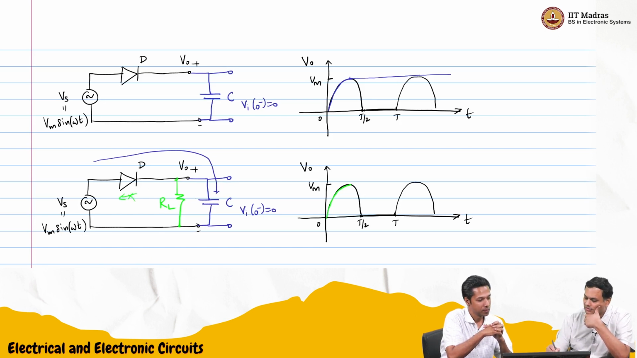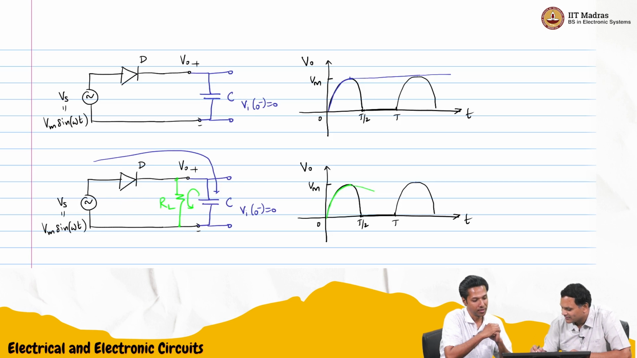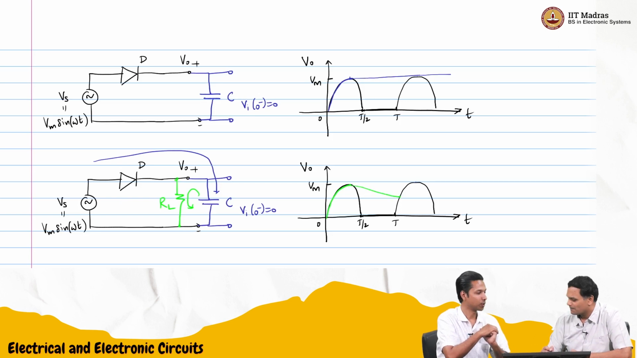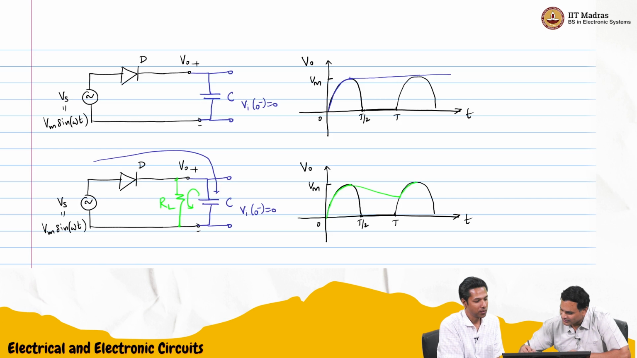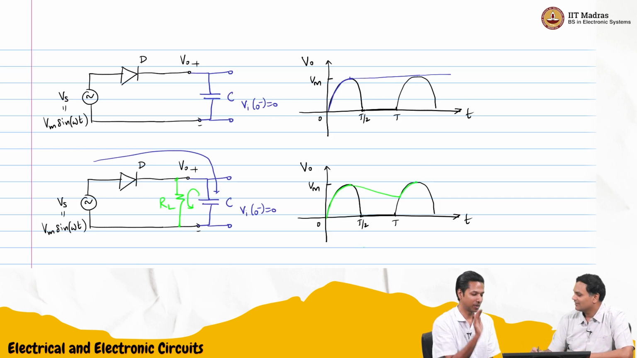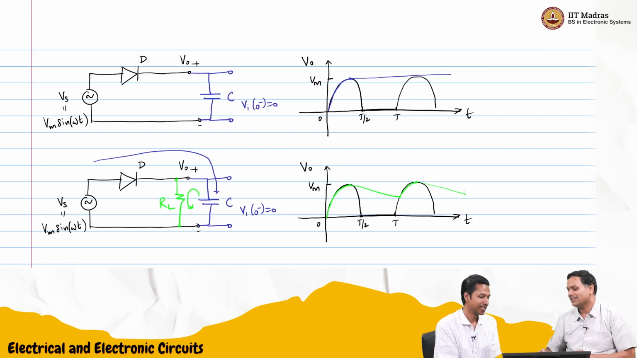But this capacitance will discharge through RL. So now there will be some discharge. Instead of being flat as in the ideal case, you may see something like this, depending on the R and C values and how they relate to T. Then it is discharged, and in the next cycle it will charge back to Vm, and so on.